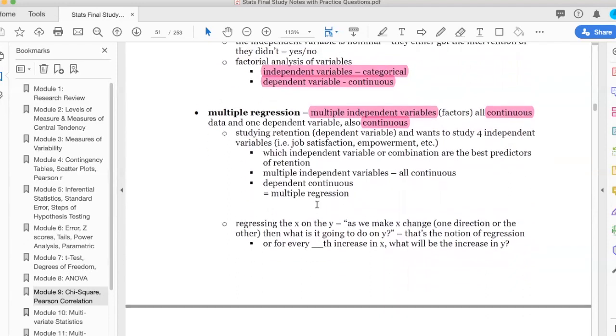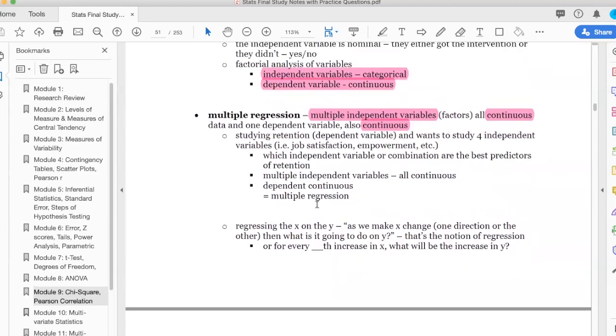Okay, so multiple regression, it's basically the same thing. You have multiple independent variables, or factors. But this time, instead of them being categorical, they are continuous. Oh, look, retention, see? I guess it wasn't a terrible example. So your dependent variable is retention, right? And then you want to study the 4 independent variables and how they affect retention. So job satisfaction, empowerment, burnout, workplace violence.